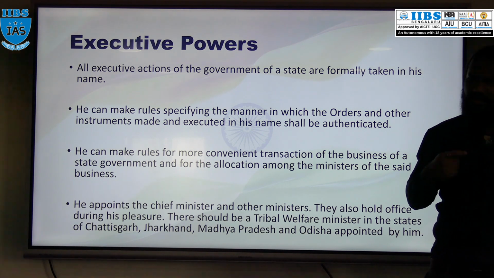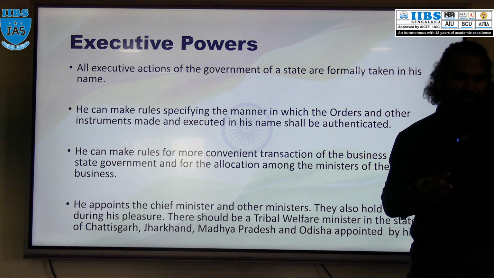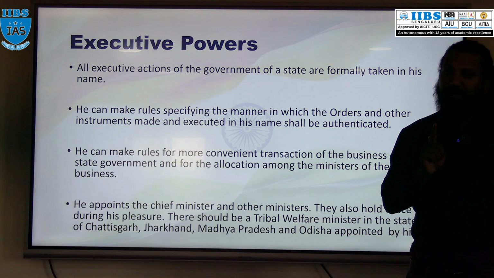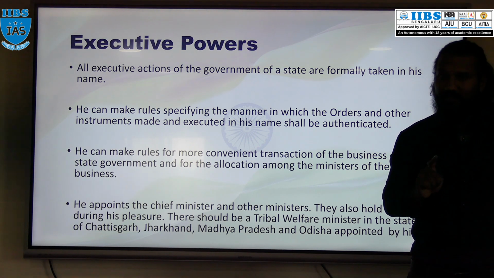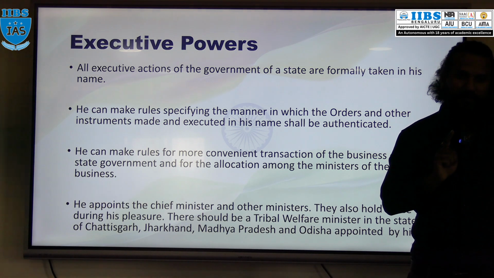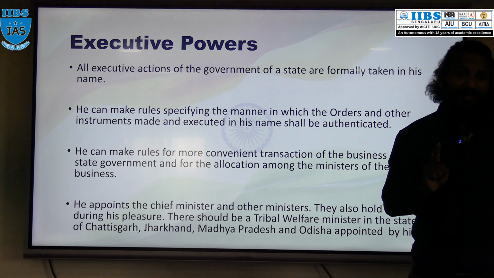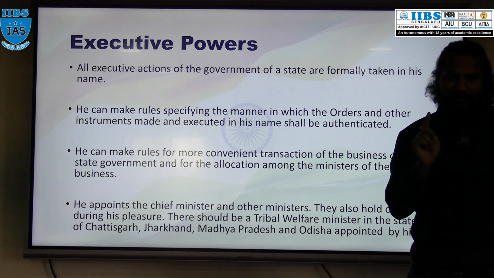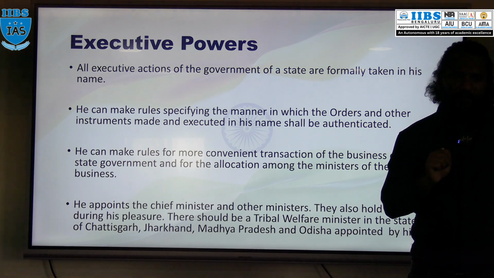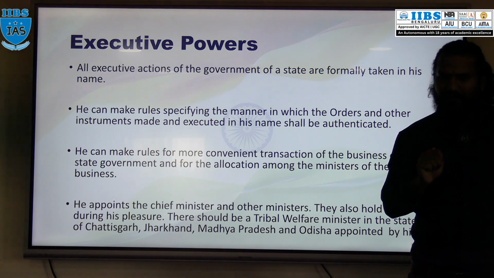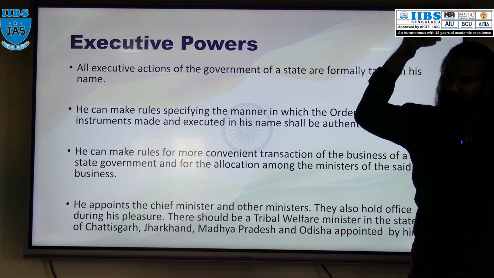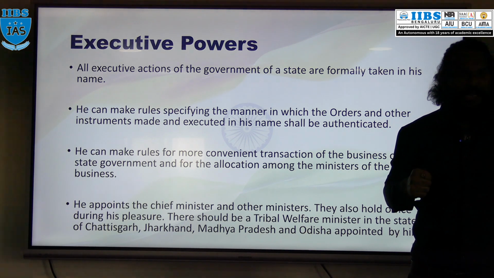In the president we discussed that the president has legislative power, executive power, judiciary power and financial power. In the same way, the governor of a state also has powers. But remember one thing: the president has diplomatic power, which the governor does not have. The president has military power, which the governor does not have. Please remember, these are the two differences between the powers of the president and the governor. What the president does at the center, the governor does at the state level.